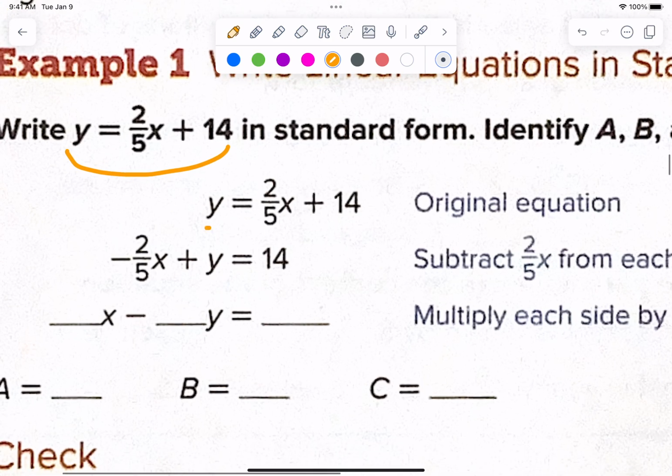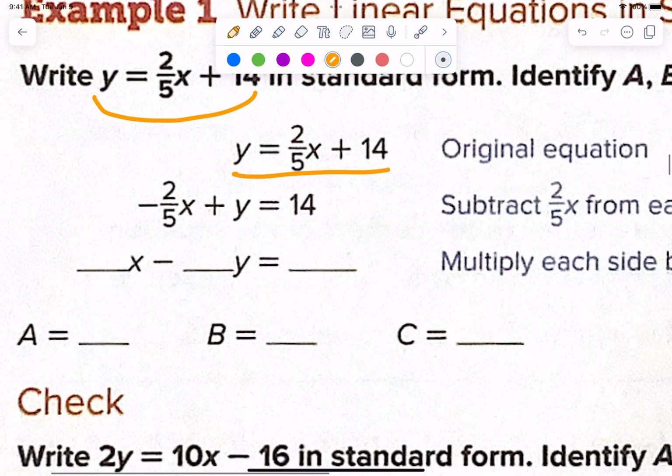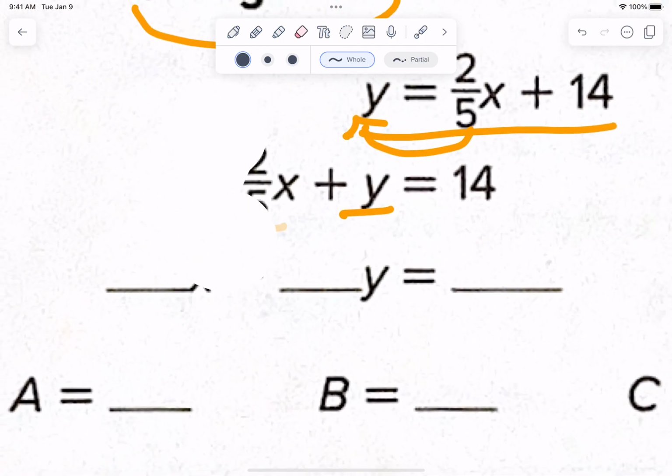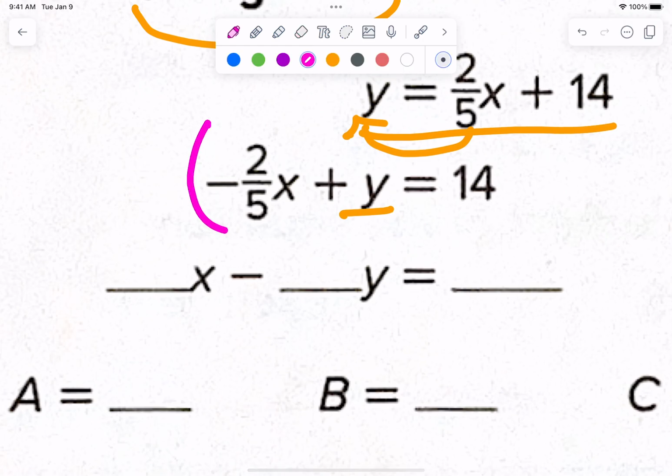So I'm going to start with the original equation. They want us to put the x on the same side as the y, so they subtracted the 2/5 x over to the left side. So it is -2/5 x plus y equals 14. They want x and y together, with the x first and the y second. I want this number to be positive and I don't want any fractions. So I'm going to multiply by -5. Multiply by a negative to get rid of the negative, and by 5 to get rid of the denominator.